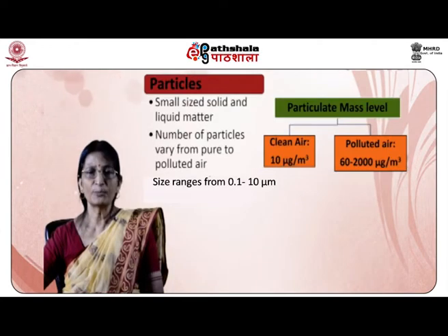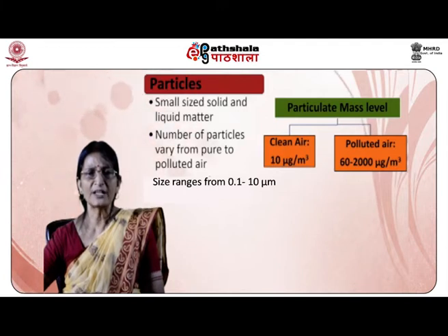Particulate matter is a very important constituent of the atmosphere. Particulate matter is made up of tiny particles, tiny pieces of solid and liquid matter present in the atmosphere. The number of particles per unit volume of air can vary from several hundred per cubic centimeter in purer air to more than 10^5 per cubic centimeter in polluted air. And the sizes of these particles range from 0.1 to 10 micrometers.